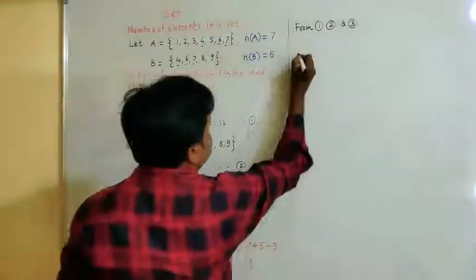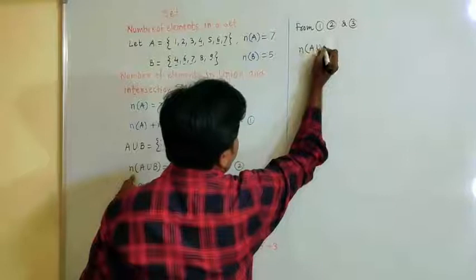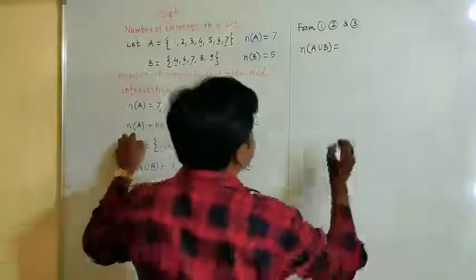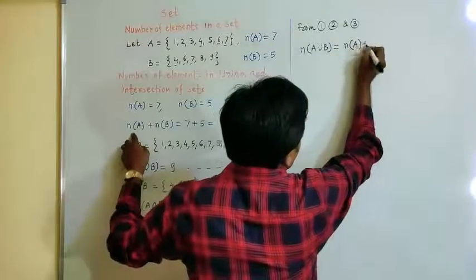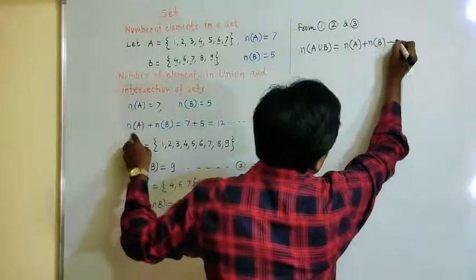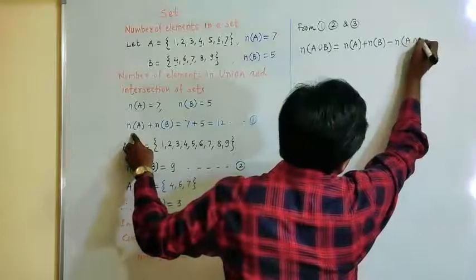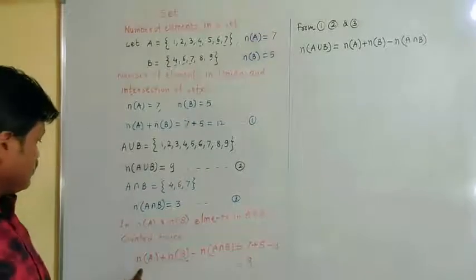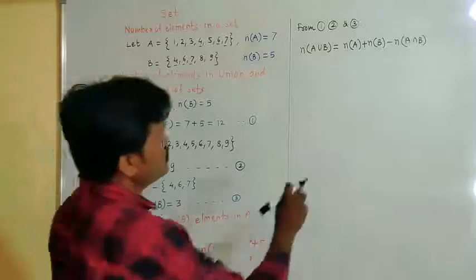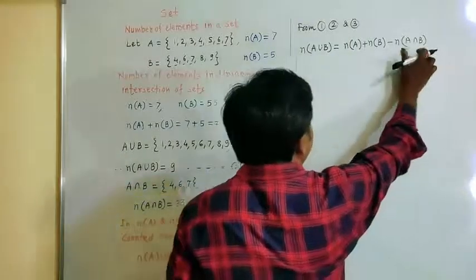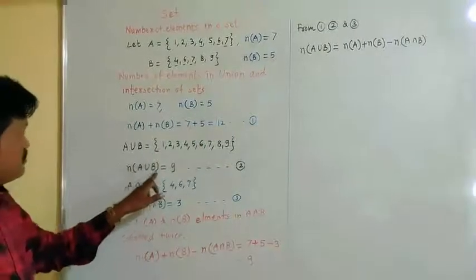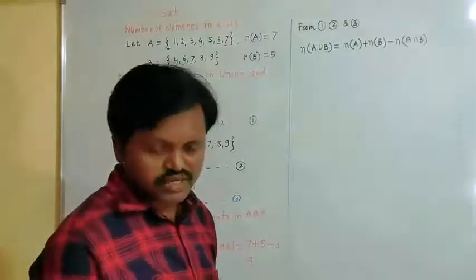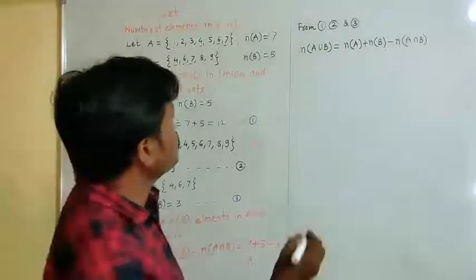n of A union B is equal to n of A plus n of B minus n of A intersection B. That is the formula you get here. n of A plus n of B minus n of A intersection B is equal to n of A union B. So that is one law you get here. Now, this is one formula.